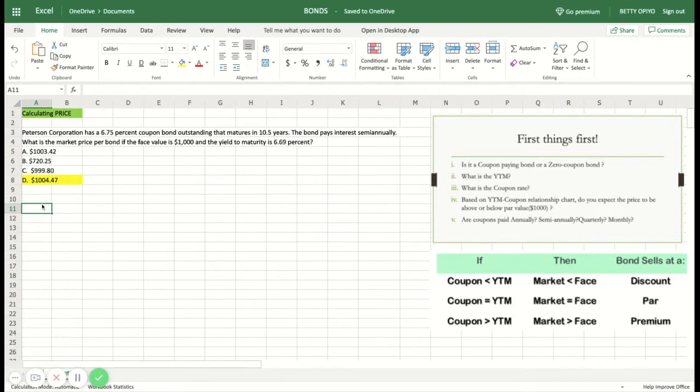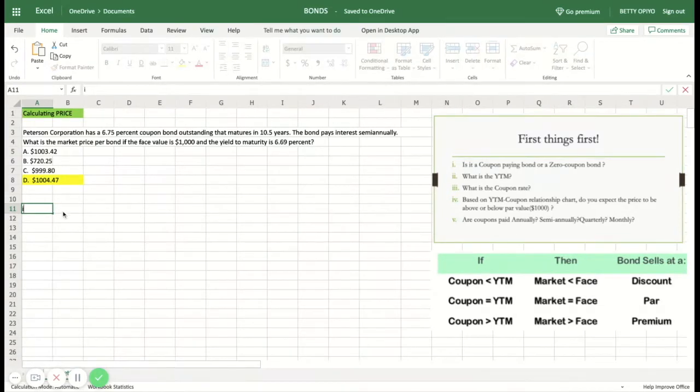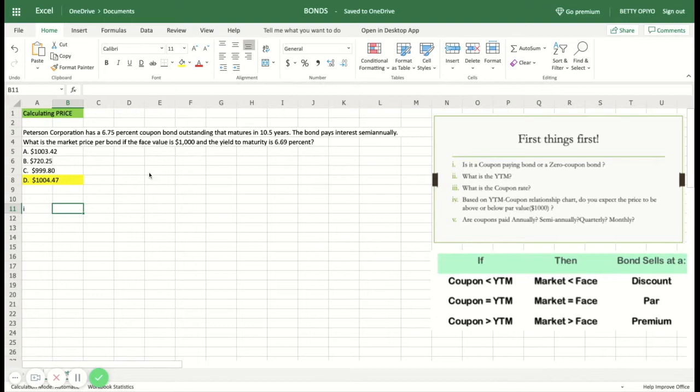So let's answer our first question. Is it a coupon paying bond? Let's see. It says that it's a 6.75% coupon bond, which means that it's a coupon bond. So this is a coupon bond. We're just answering the question based on these tips right here, and then I'll show you the actual calculation.